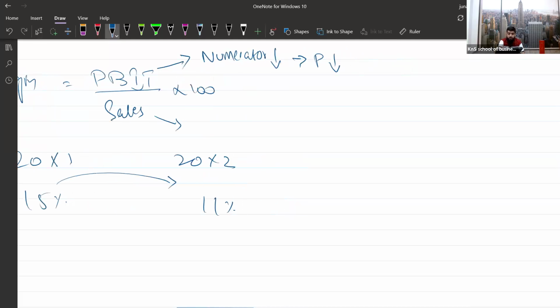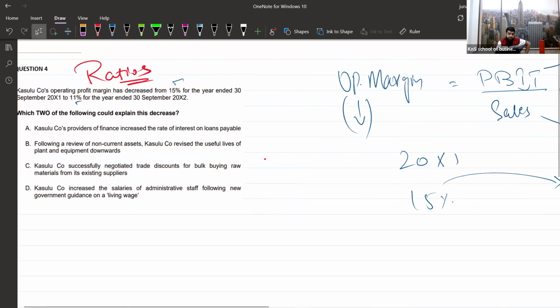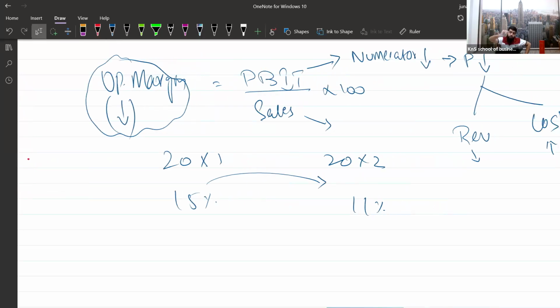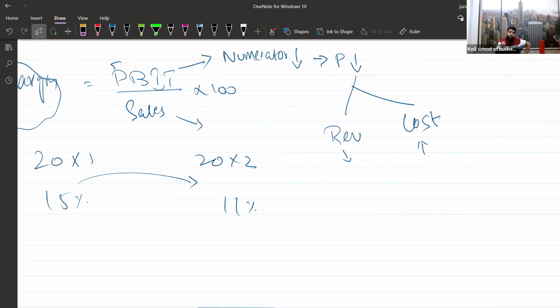and profit could decrease because the revenue is decreasing or the cost is increasing. Let me make an analysis for this one. In this particular sentence, it says the operating profit margin has decreased from 15 to 11%. If it is decreased, the numerator side is also decreased, and on the numerator side there is profit. So ultimately the profit is decreasing, and there are two possible ways because of which the profit might decrease. Either the revenue is decreased or the cost is increased.